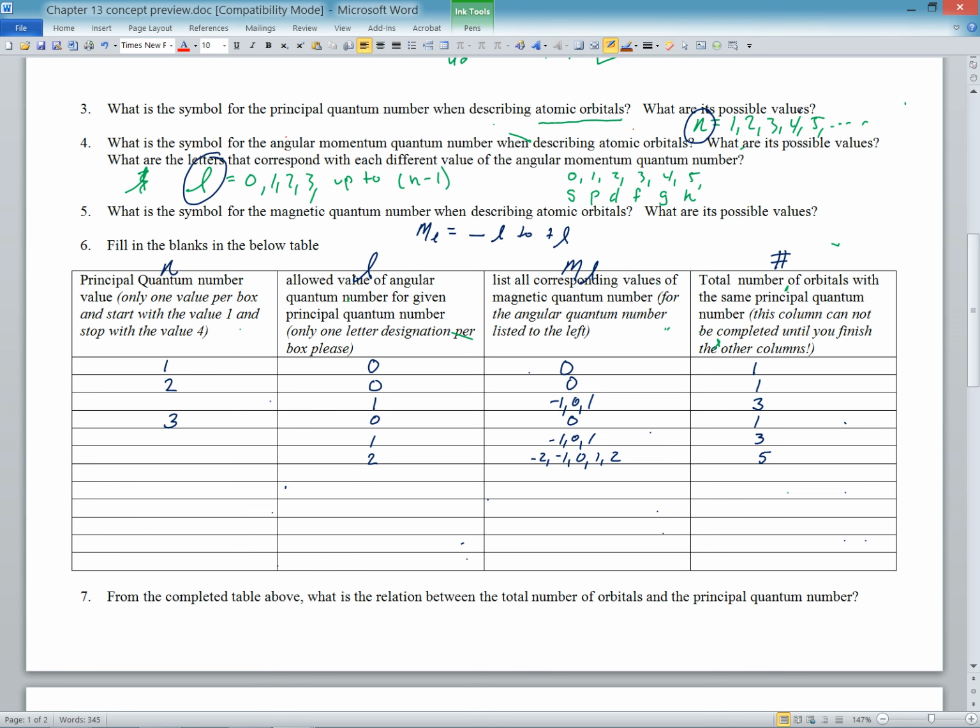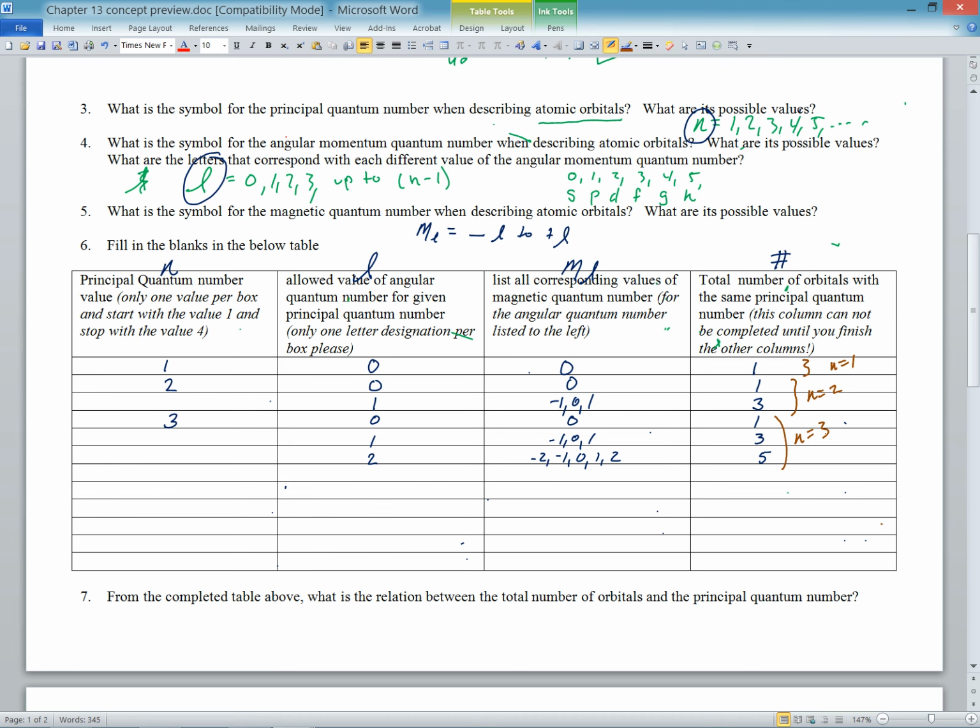But I want you to notice something. This is for n equals 1. Here's for n equals 2. Here's for n equals 3. Okay. Oh, we're supposed to put the total number of orbitals with the same quantum number. We didn't answer this. Oh, that's true, I guess.